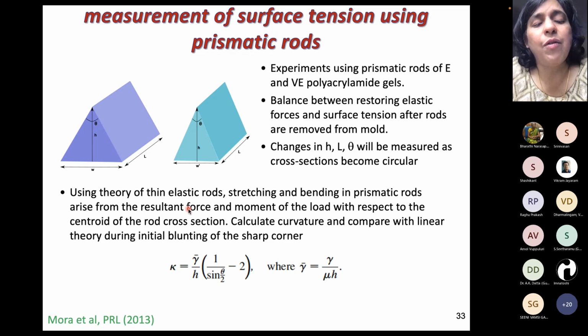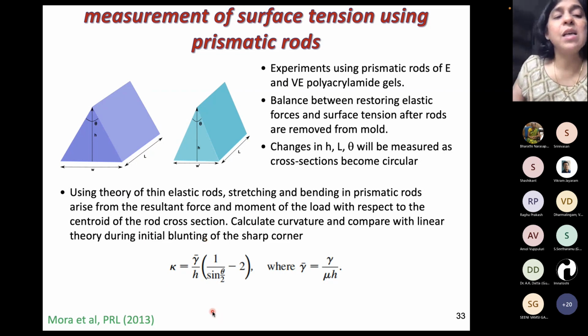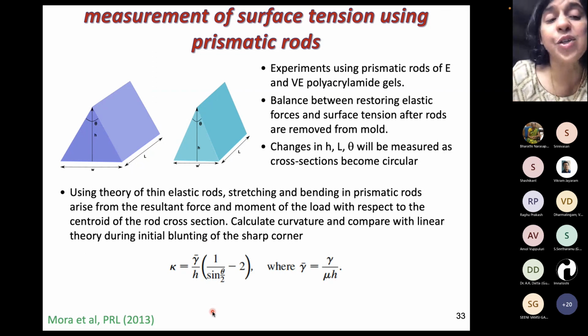Based on the theory of thin elastic rods, we can look at the balance between the stretching and bending in the prismatic rods, which arise from the resultant forces and moments with respect to the centroid. And clearly the centroid is going to be very different in the isosceles shape. So we want to calculate the curvature, compare it with the linear theory and with the experiments that we have, and estimate if they follow these kinds of trends, which will tell us how dominant the surface energy term is in our expression for failures in soft matter.